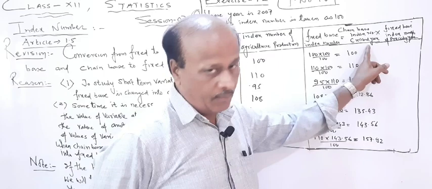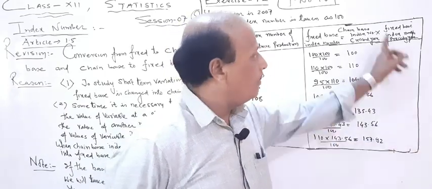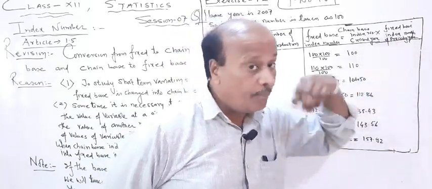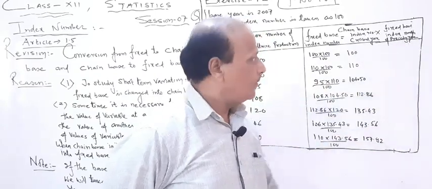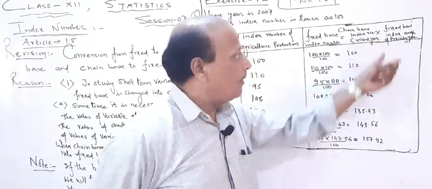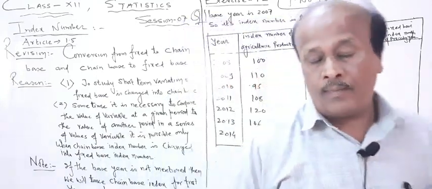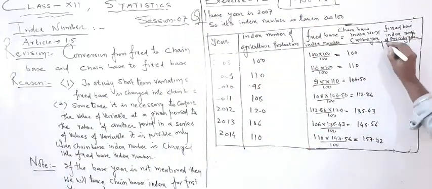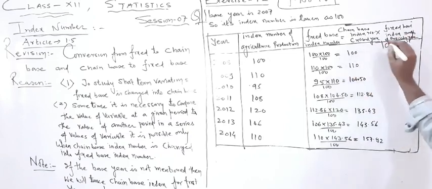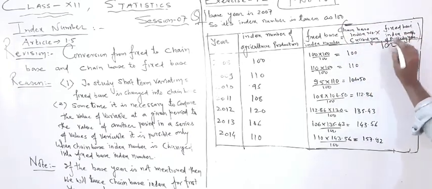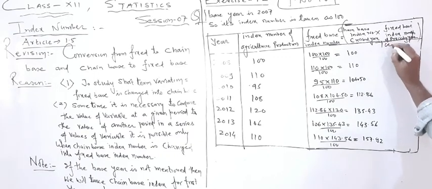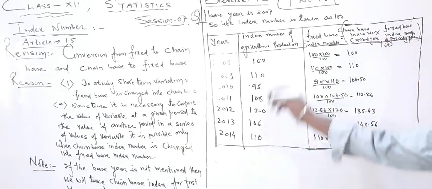Chain base index number of the current year is the fixed base index number of the current year multiplied by the fixed base index number of the preceding year, divided by 100. I missed out that part: these two will be multiplied, and everything will be divided by 100. This is that formula. Go through that formula.